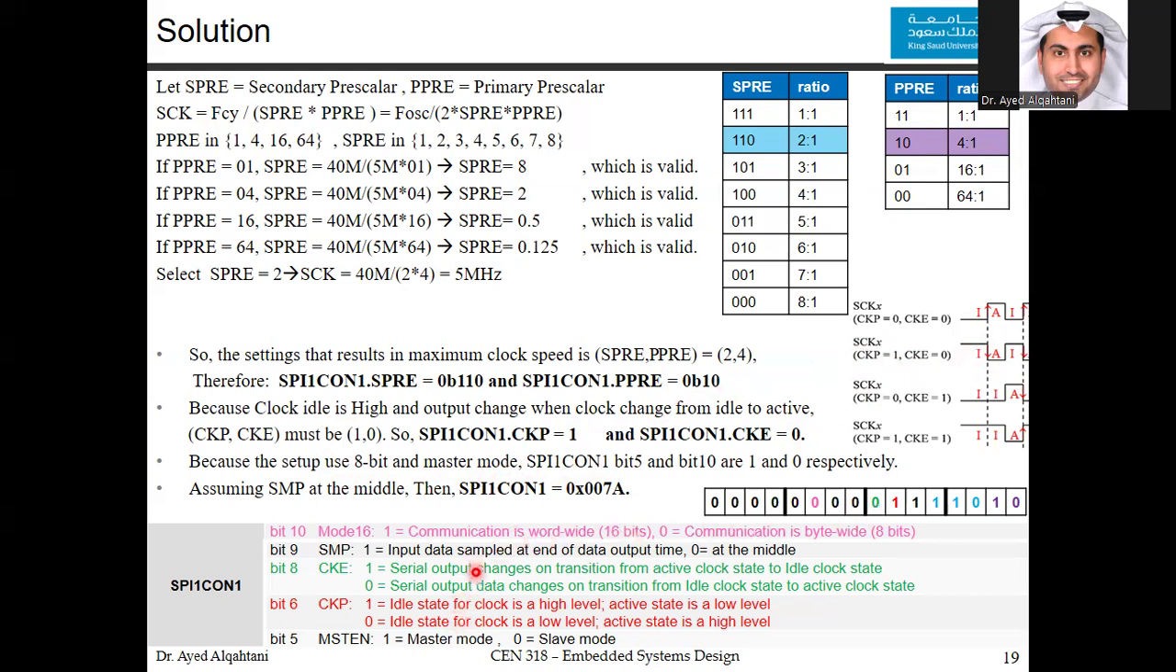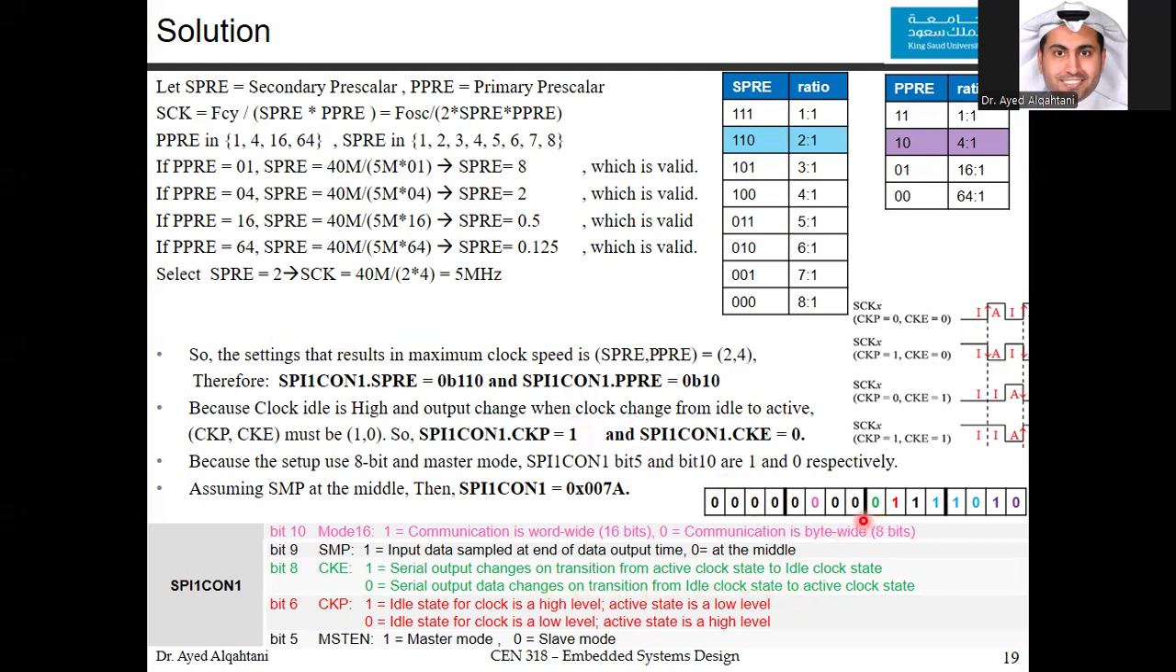If you look at the details, I put it in a small table here. We know that the P-pre is 0, 1. That's 0, 1 here. We know that the S-pre is 0, 1, 1. Followed by this 5th bit, which is the master enable. We said that it's master, so it's supposed to be 1. Followed by the polarity, the edge, and the SMP. The polarity is 1 because the idle state is high. For bit number 8, the edge, we make it 0, so the output changes from idle to active as specified.